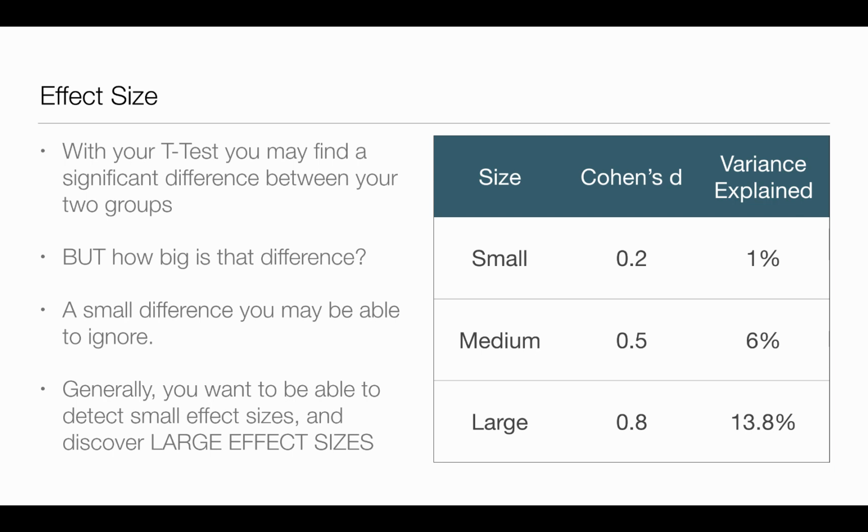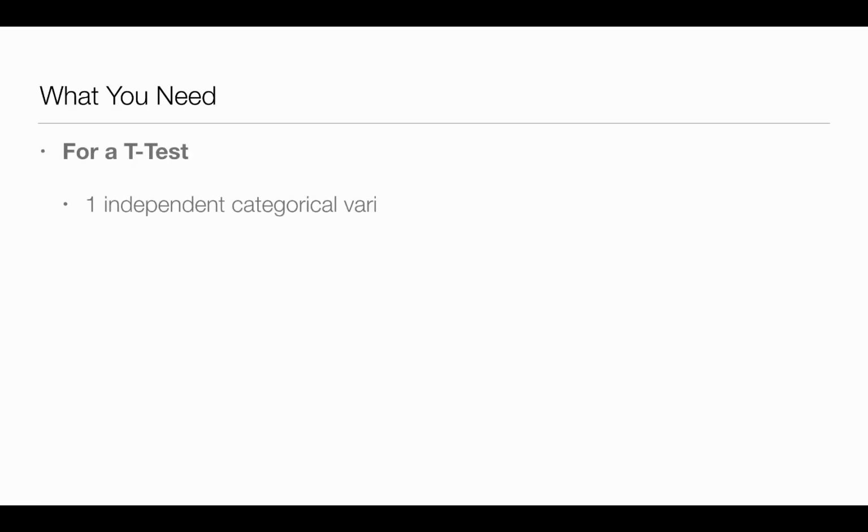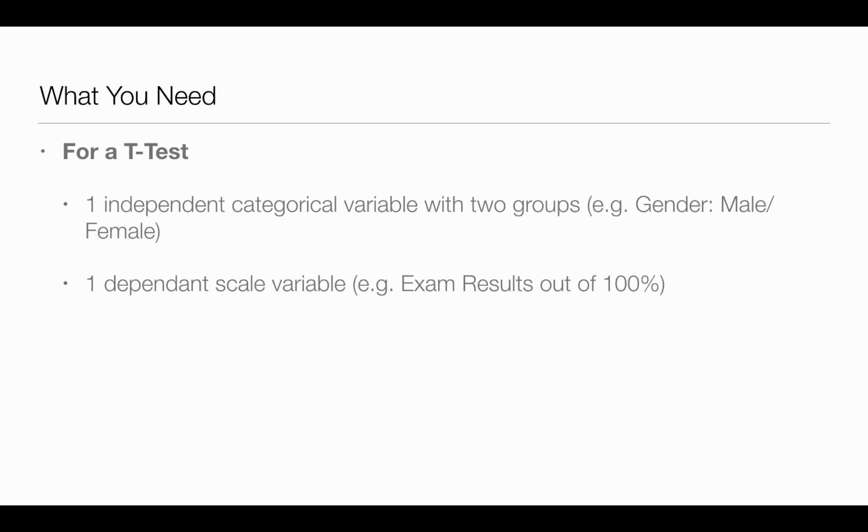So get your head around effect size. As a general rule of thumb, you don't want to take an effect size smaller than medium, because you want to detect at least medium. We'll see this in a few minutes. Anyhow, for a t-test, there's two things you need.